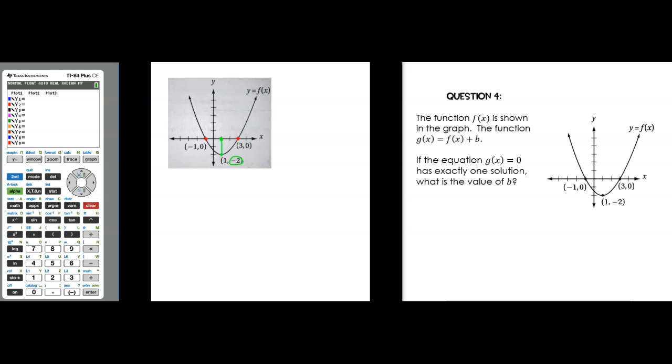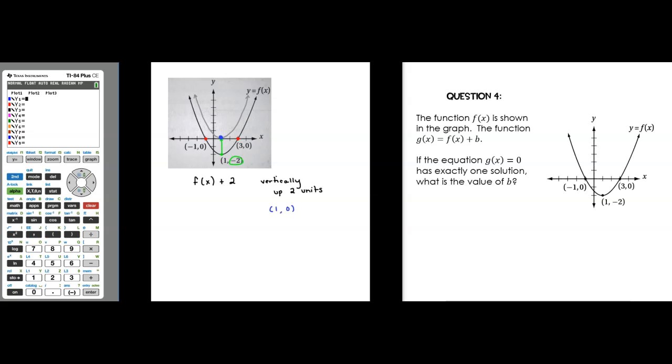If I take f of x, add 2 to it, I will have transformed this function vertically up 2 units. In doing so, I'll have just a little rough sketch of this parabola. It'll look something like this, where it crosses the x-axis only one time. The vertex will now be located at x equals 1, y equals 0, and that will be the one and only solution to this particular equation.